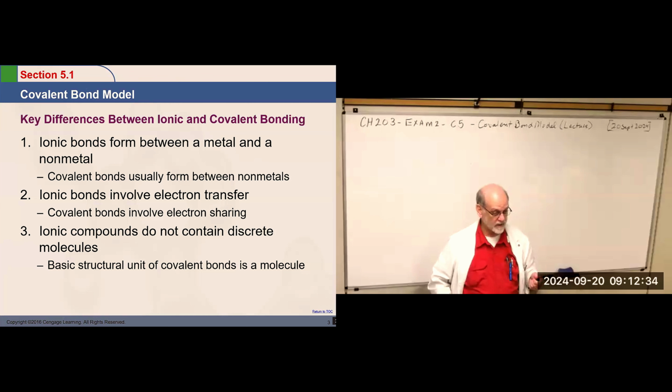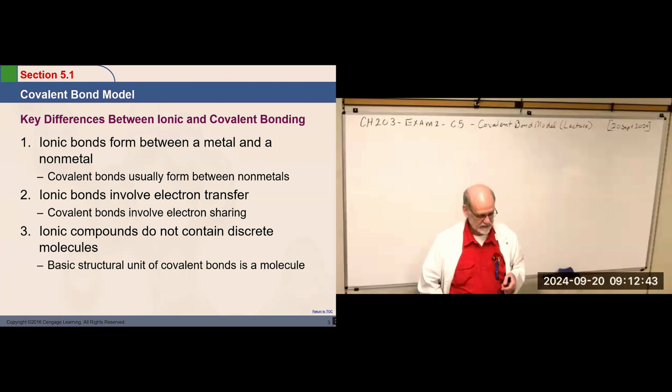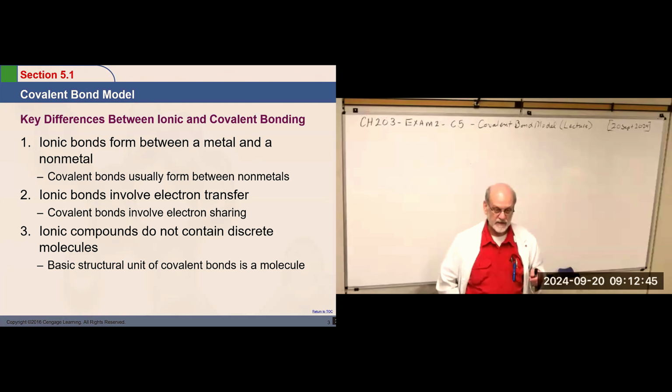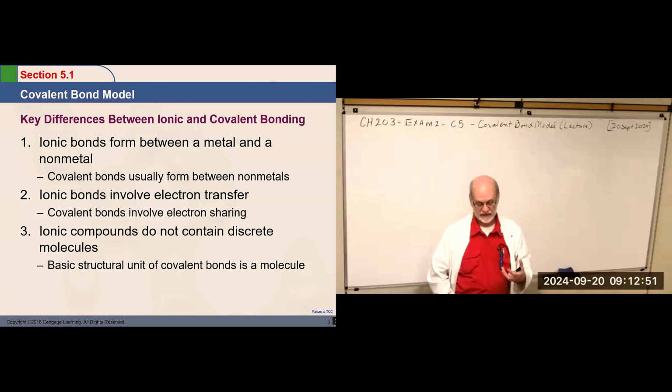Ionic compounds do not contain discrete molecules. They are a network of positive and negative ions. Whereas a covalent bond does form discrete molecules, like the water molecule, carbon dioxide molecule, and they behave independently.